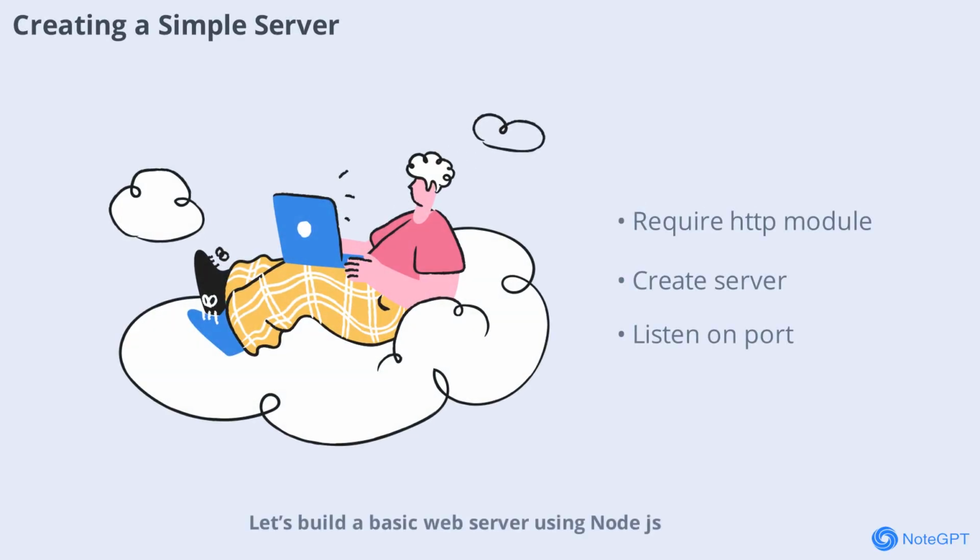Let's build a basic web server using Node.js. Start by requiring the HTTP module, then use http.createServer to handle incoming requests. You can listen on a specific port such as 3000 and respond with a message. This simple server forms the foundation for more complex web applications and APIs. Experiment with different responses to see how it works.